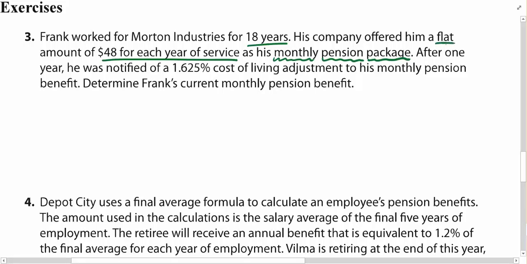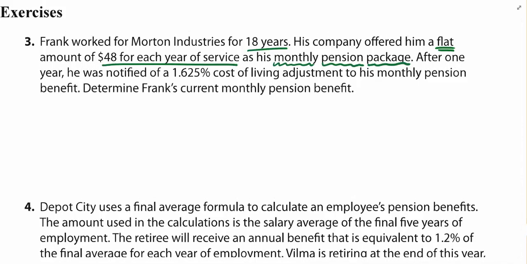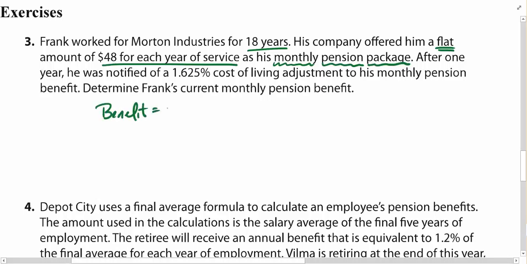So since this is a flat amount, a flat retirement benefit, the benefit is really that easy to calculate. The benefit is equal to the years of service times the multiplier. So let's calculate that first. When he retires, the benefit is equal to 18 years times $48.